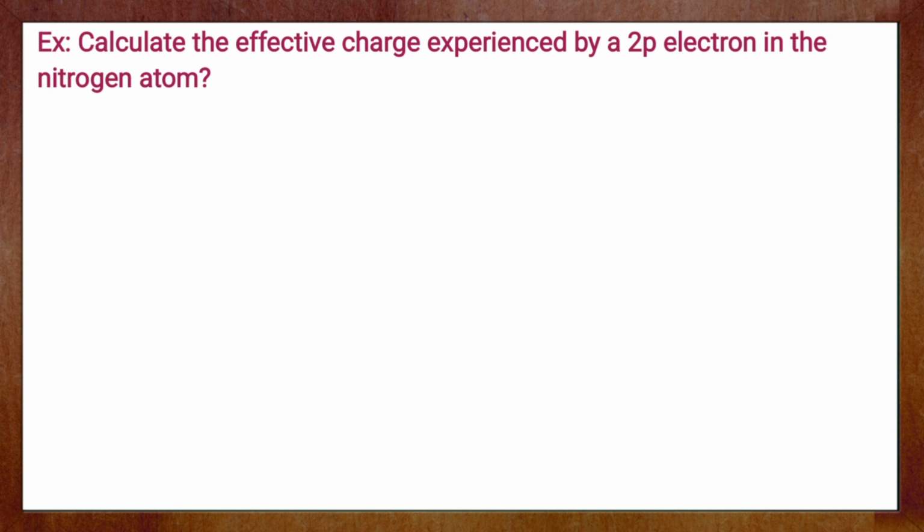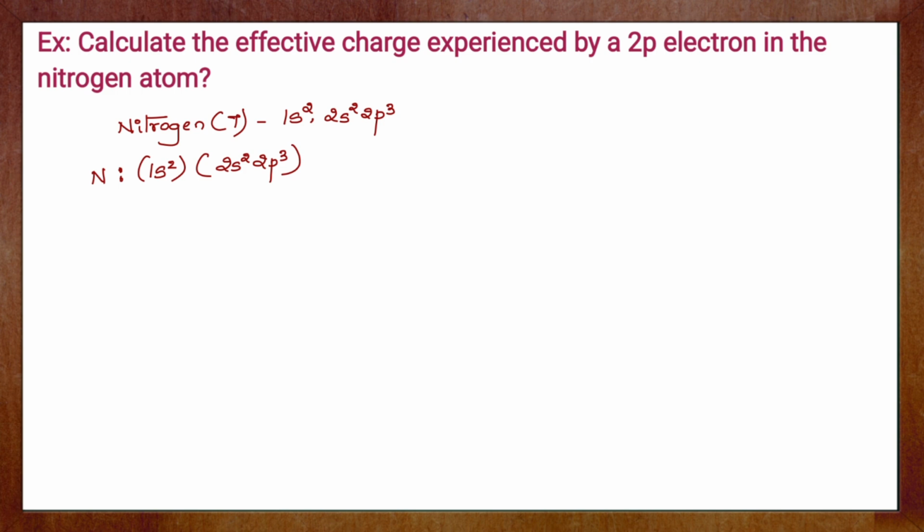Now the question is to calculate the effective charge experienced by a 2p electron in the nitrogen atom. First of all, let us write the electronic configuration for the nitrogen atom. We know the nitrogen atom has 7 electrons. The electronic configuration is written as 1s2, 2s2, 2p3. Now in step 1, we have to group the electrons. So 1s2 is one group, and 2s2, 2p3 is in another group.